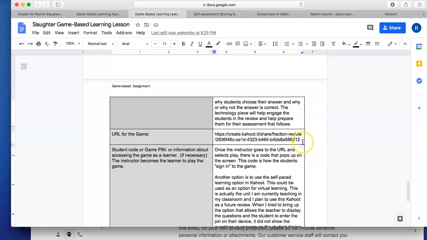I've provided the URL for the game. This is the shared URL, so if I wanted to share it with another teacher, this is what I would use. This is not what you would give the students, though.